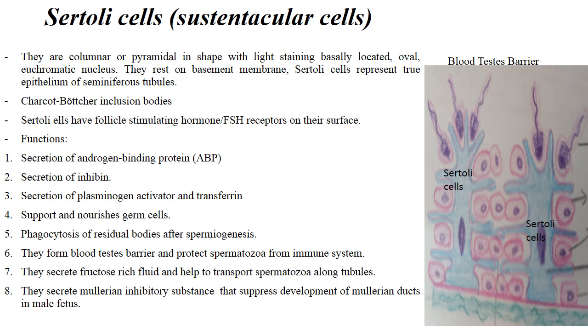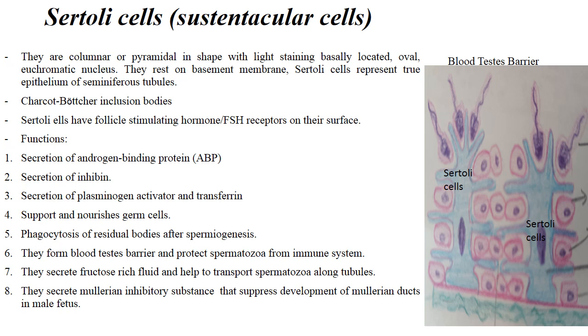The basal occluded junction will form the blood-testis barrier. So this blood-testis barrier protects the spermatozoa from the immune system. Otherwise, newly formed germ cells would be considered as foreign cells, and antisperm antibodies would suppress spermatogenesis. And to avoid this, we have the blood-testis barrier formed by the Sertoli cells.